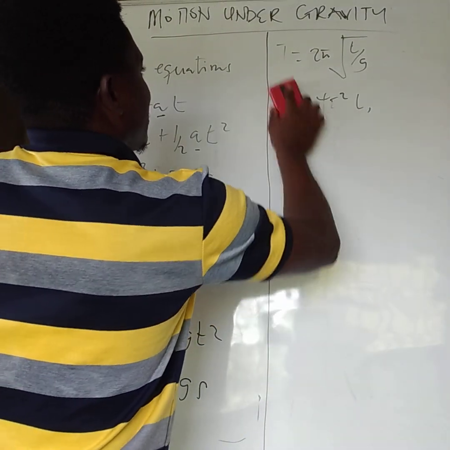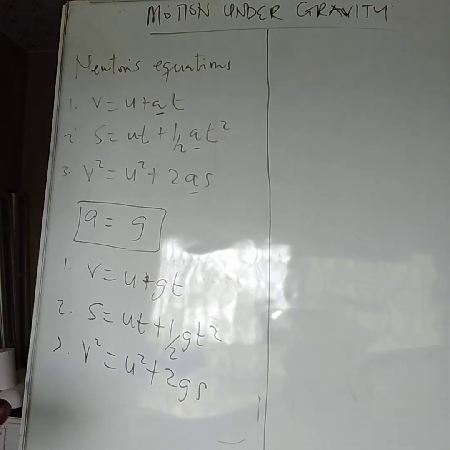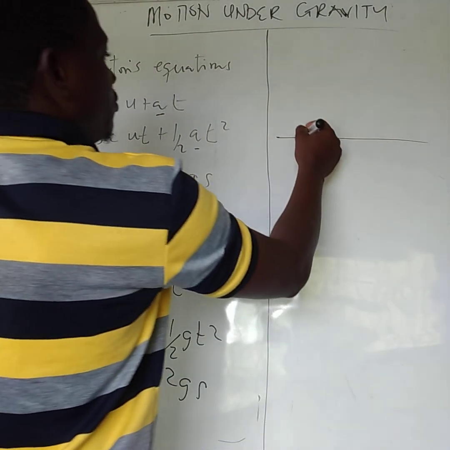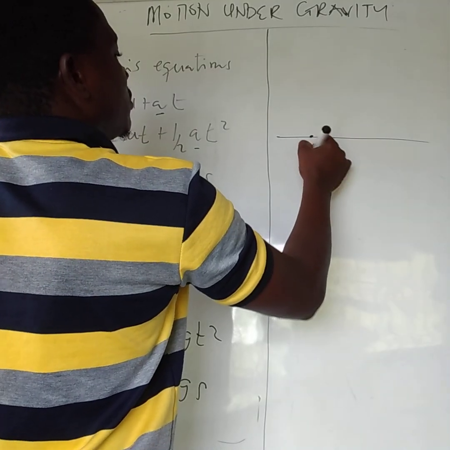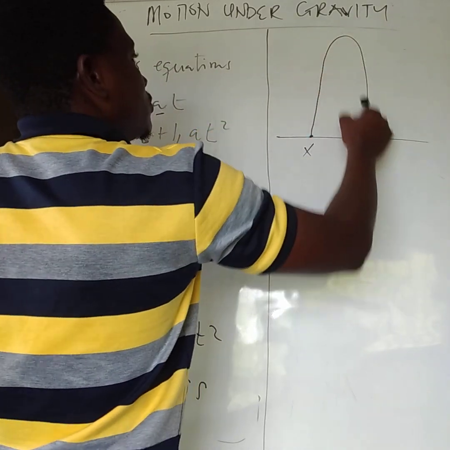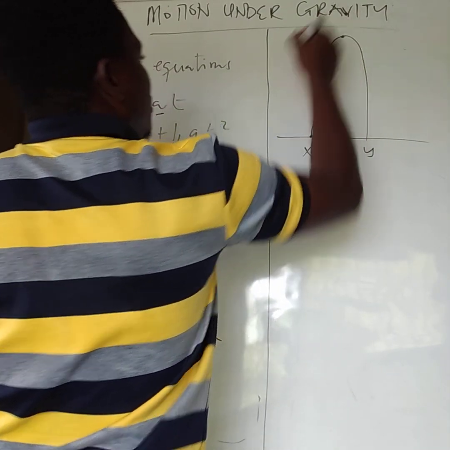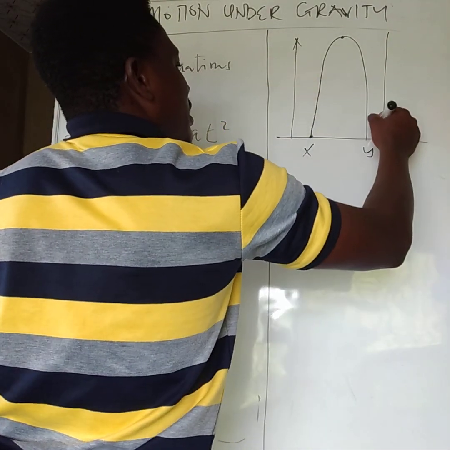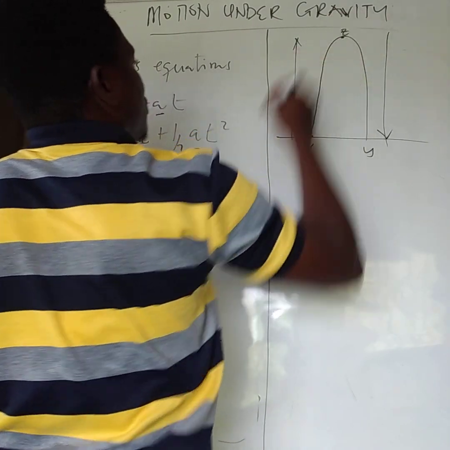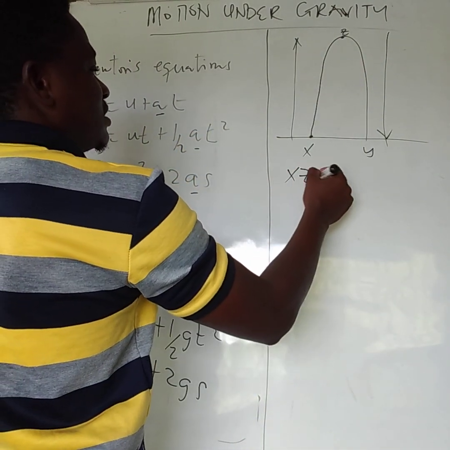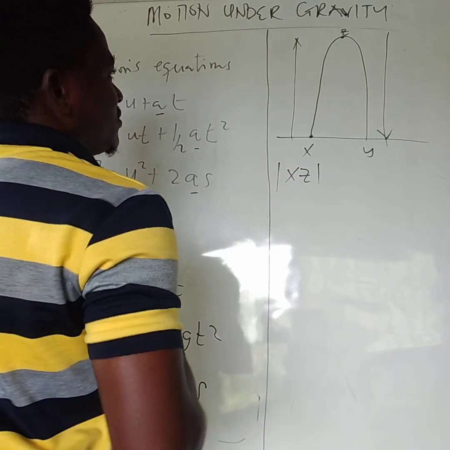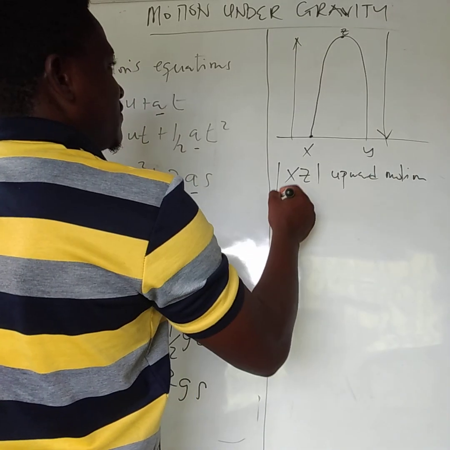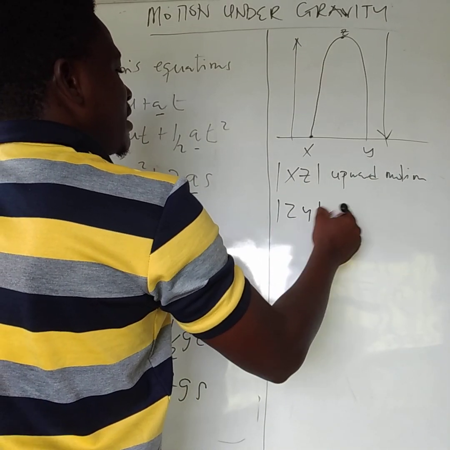Bear with me, let's consider an object being thrown from a certain point. Let me call this point X. It goes up to a point Y. This is the upward motion, and then coming from here, this is the downward motion. Let me call this point also Z. So from X to Z, we can classify the distance as the upward motion, and we can classify the distance from Z to Y as the downward motion.